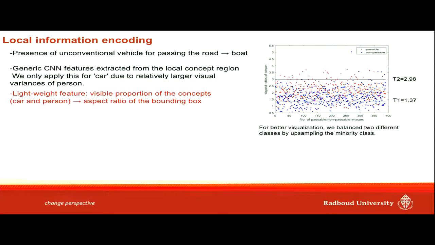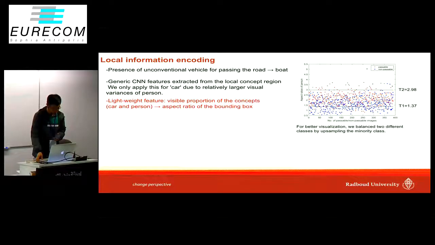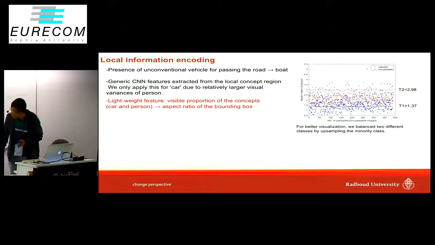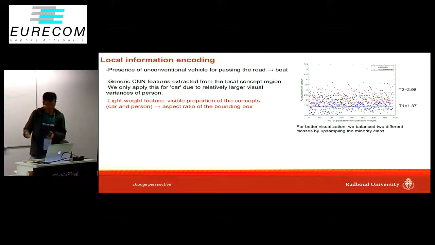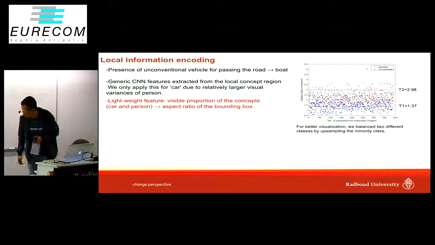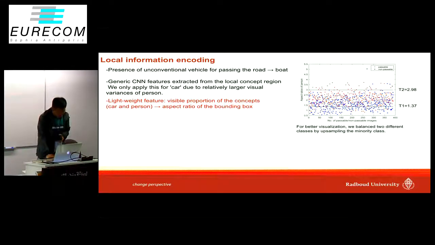We have three different ways to get the local information. The first one is very simple. We just see if there is a box present in the images. The second one is to directly extract the visual features from the bounding box regions. And for the third one, we propose to only use very lightweight features, basically the visible proportion of the concepts of the car and the person.